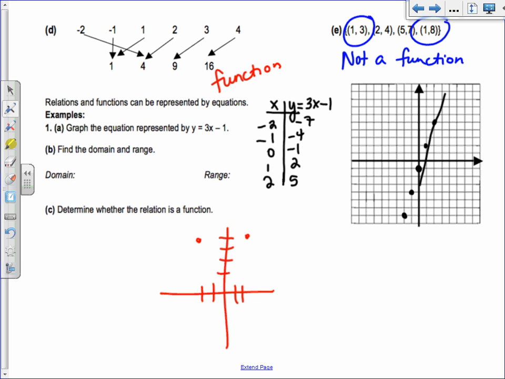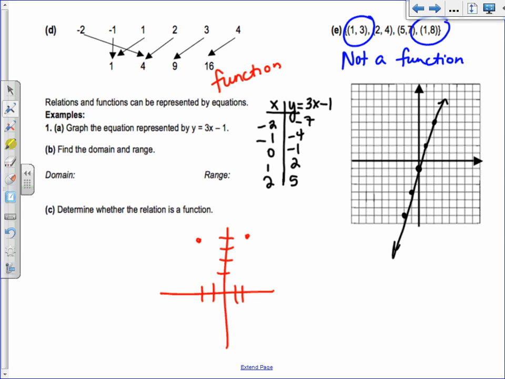Try to draw a nice straight line. Oh man, I failed. Need a straight edge. All right, so I have my straight line. That's what it is. It's a line. You could have picked any value for x. You could pick 1.5 and you'd get a point out as well. So it doesn't have to be those particular points.